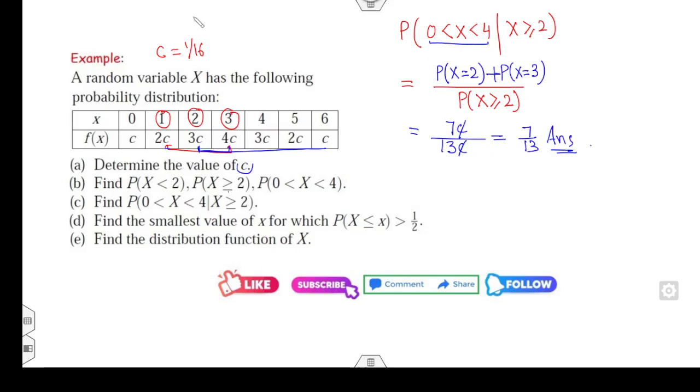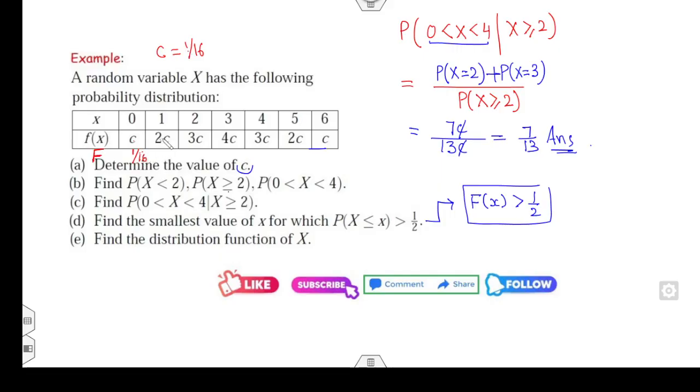Find the smallest value of x so that the probability, the CDF, is greater than 0.5. So now you can write the CDF. The first number is 1 over 16.